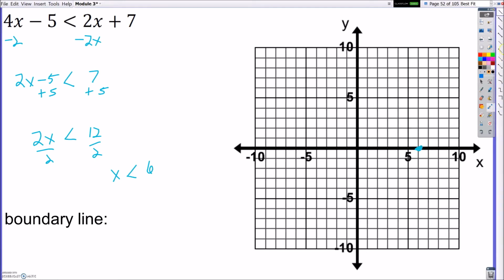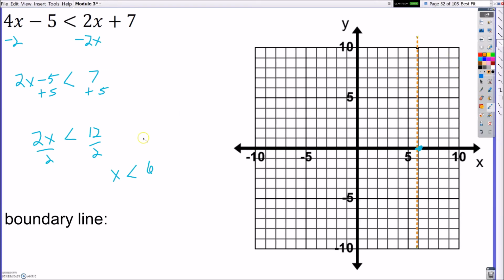Now, as a reminder, since it is just less than and not less than or equal to, this line is not going to be solid. It's actually going to be dotted. So if I go grab my dotted line, let me get a different color than black so we can see it. Then I would just draw a vertical line going up and down like this.